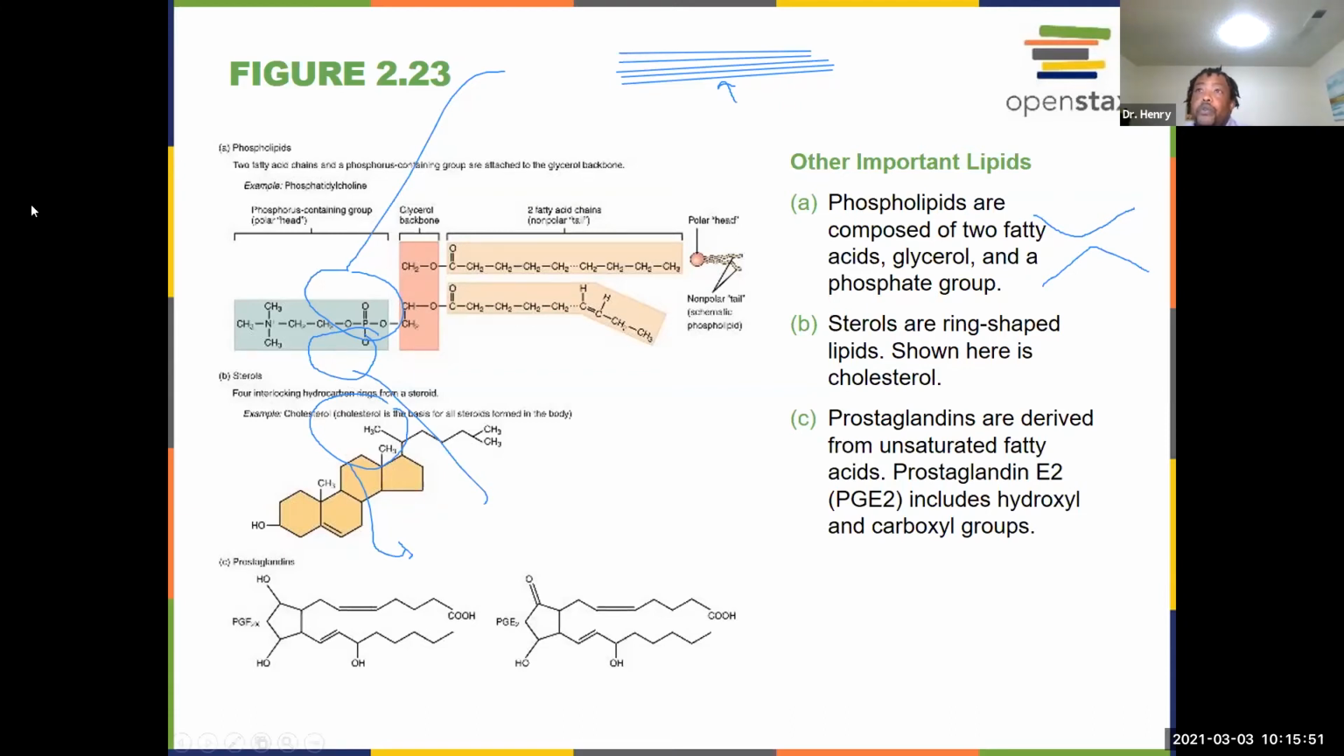Okay, so the way it works, and you'll often see it drawn like this, right? Polar head, hydrophobic tails. So if it has a polar head, is it going to want to interact with water, or is it going to want to interact with fat? Polar. Water. So this guy here, polar head faces the water.